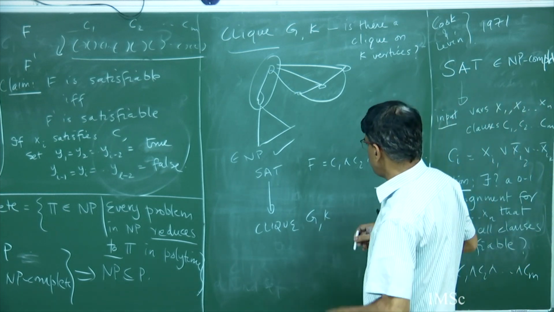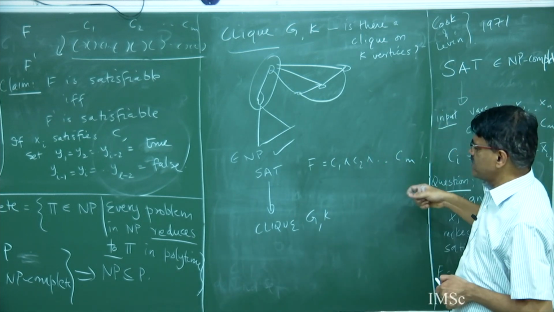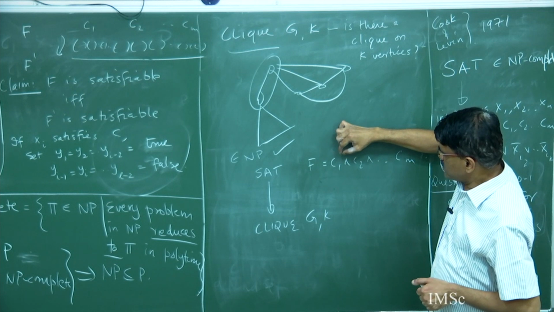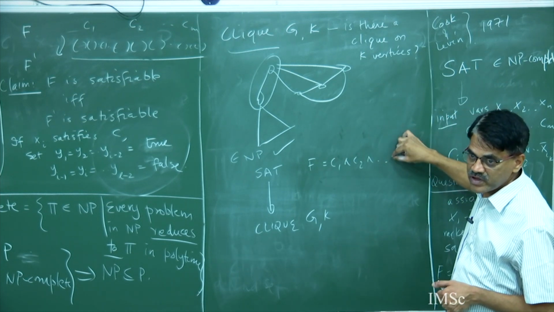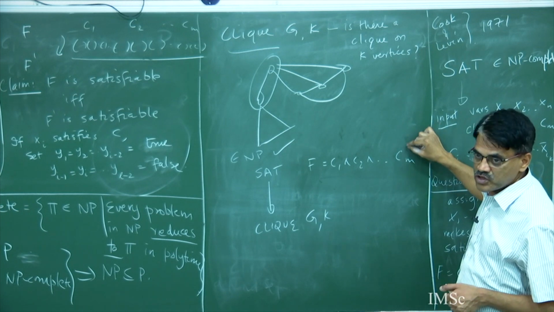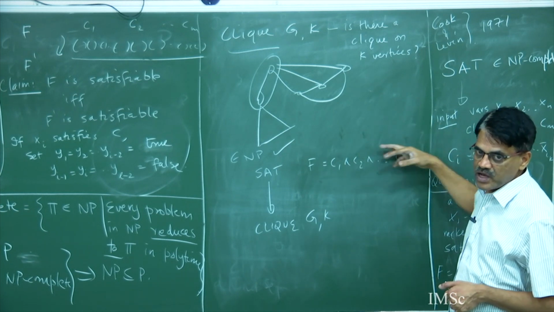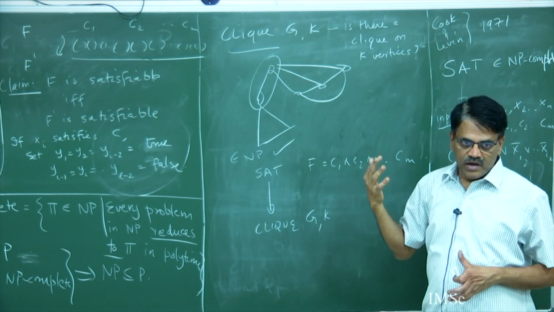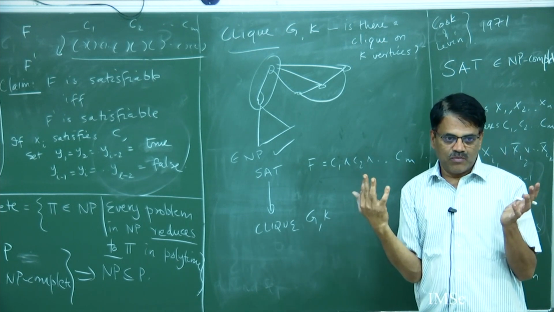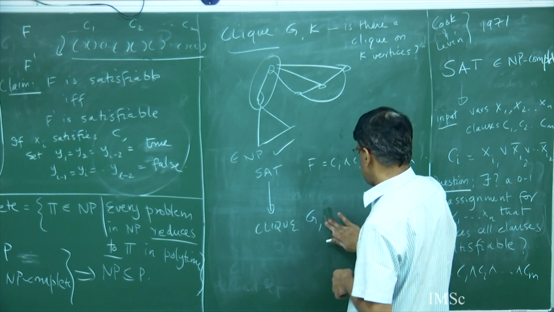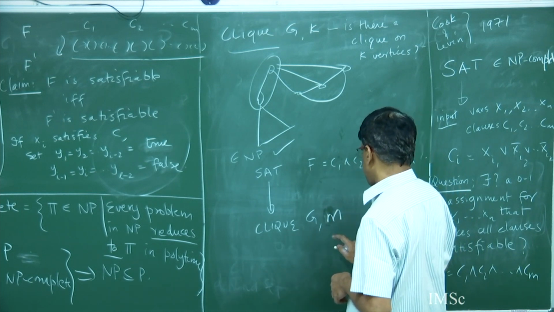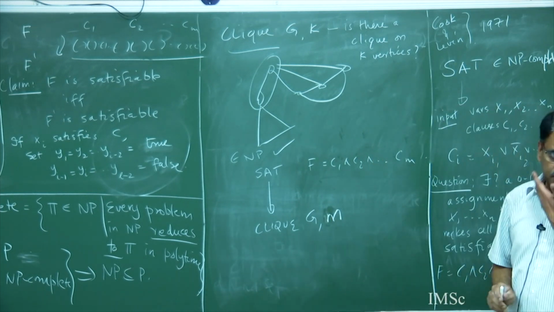Somehow, if you think of a satisfying assignment, there is some variable satisfying C1, some variable satisfying C2, some variable satisfying C3, up to some variable satisfying Cm. So somehow I want to simultaneously pick them all and form a clique. So the clique size I am looking for is m.